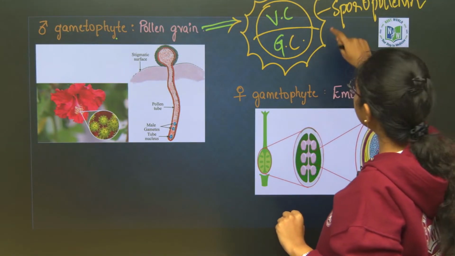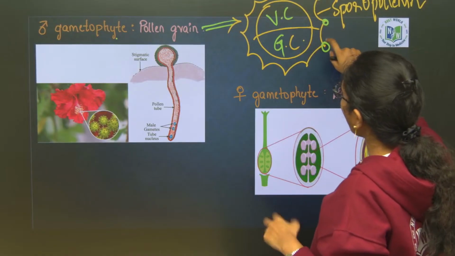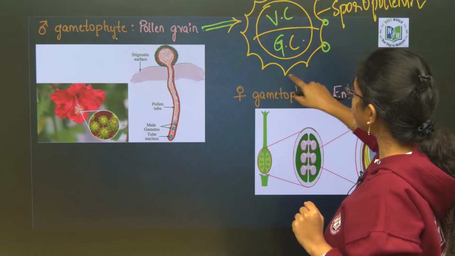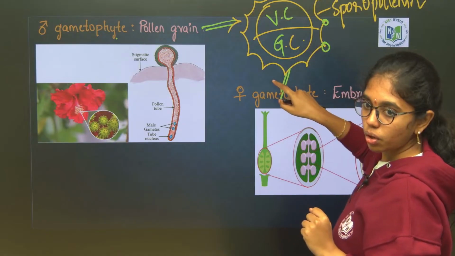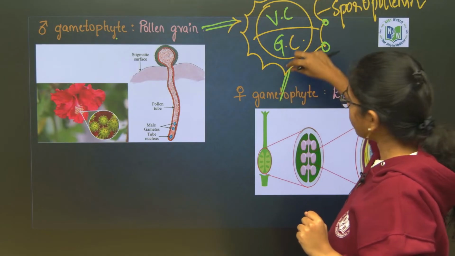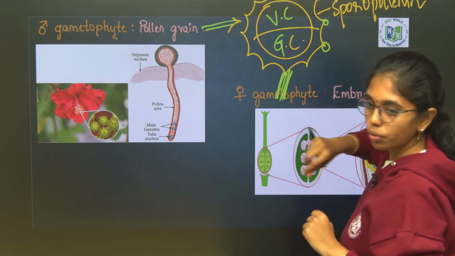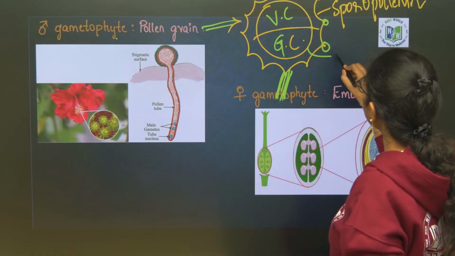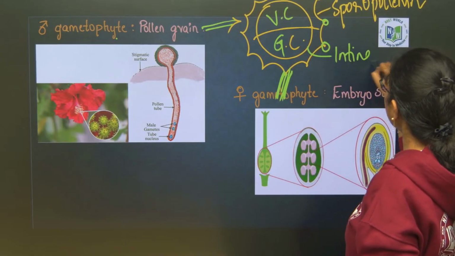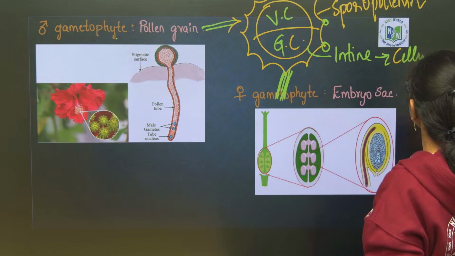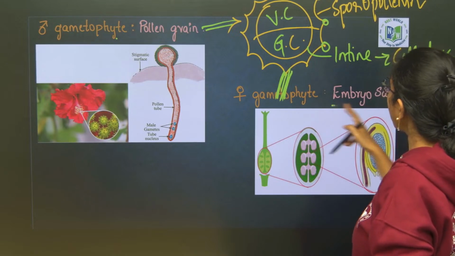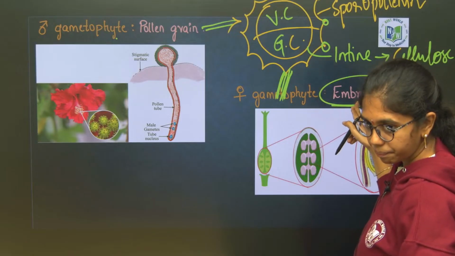The exine wall is made up of sporopollenin, which is indestructible. A few regions of the exine are without sporopollenin deposition. From these regions the germ pore will arise. From this region only the pollen tube will grow when the pollen grain lands on the stigma. And the inner wall is what? Intine. Intine is made up of cellulose.